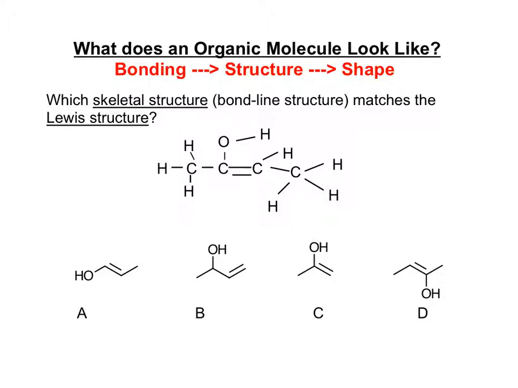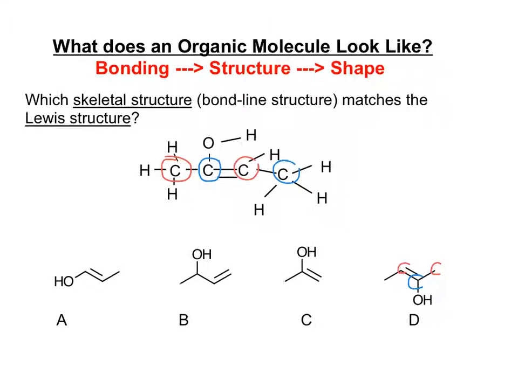The answer is D. So this carbon is this one here. This carbon is this one. This carbon is this carbon. And finally, this carbon is that carbon there.